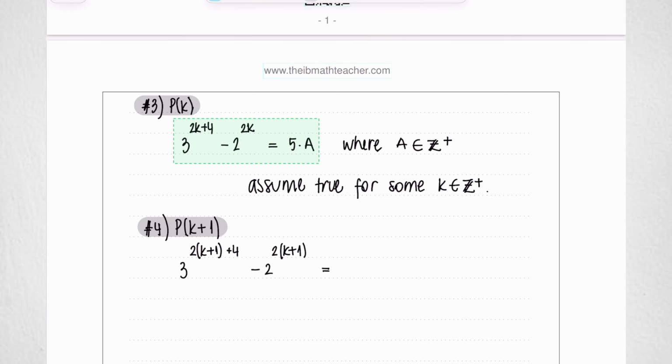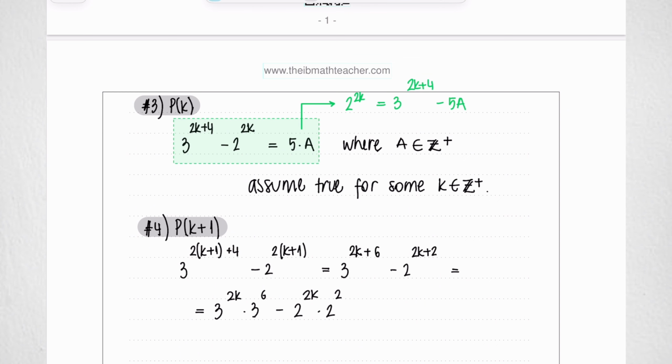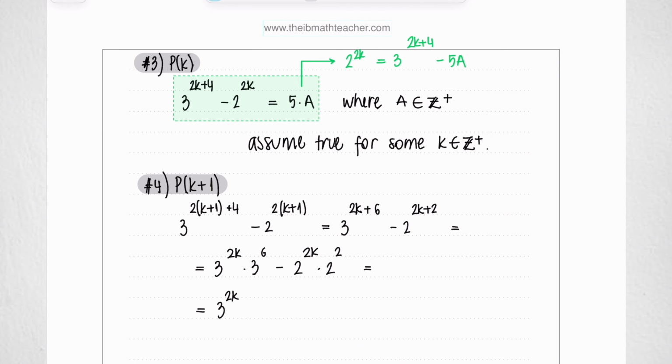Let's first rewrite this in a more friendly way. We have 3 to the 2k plus 6 minus 2 to the 2k plus 2, which can be written as 3 to the 2k times 3 to the 6th minus 2 to the 2k times 2 squared. Don't forget your exponent rules. And we can replace 2 to the 2k using this equation by 3 to the 2k plus 4 minus 5a, which means that we're going to have 3 to the 2k, 3 to the 6th, minus 3 to the 2k plus 4 minus 5a, which is the green part on top, times 2 squared.